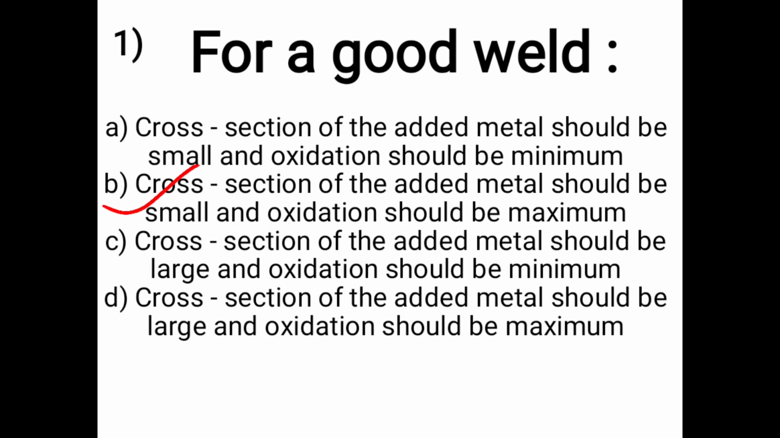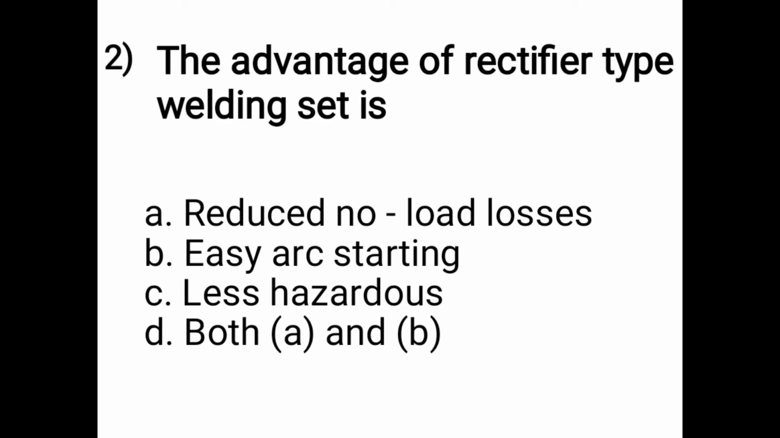So the next question is: the advantages of rectifier type welding set are. Options: A, reduced no load losses; B, easy arc starting; C, less hazardous; and D, both A and B. So D is correct, both A and B. Means the advantages of rectifier type welding set are reduced no load losses and easy arc starting.